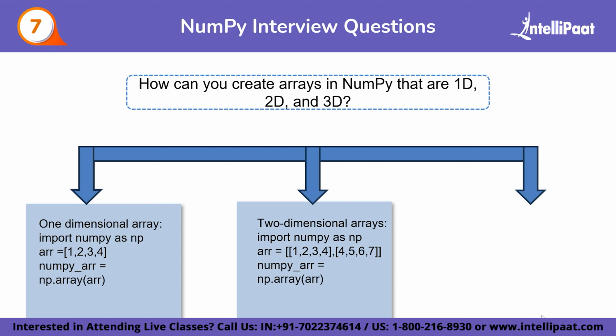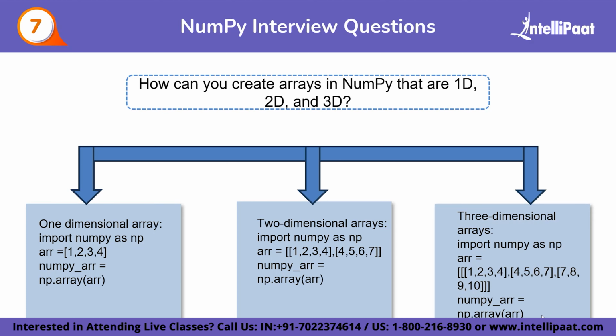As you can see from the screen, I have put 4, 5, 6, 7, while the other process remains the same. For the 3D array, here I am taking 3 variables, as you can see from the screen: 1, 2, 3, 4, then 4, 5, 6, 7, and then the last 7, 8, 9, 10, while the other process remains the same. So this is a very simple process, 1D array, 2D array, or 3D array.